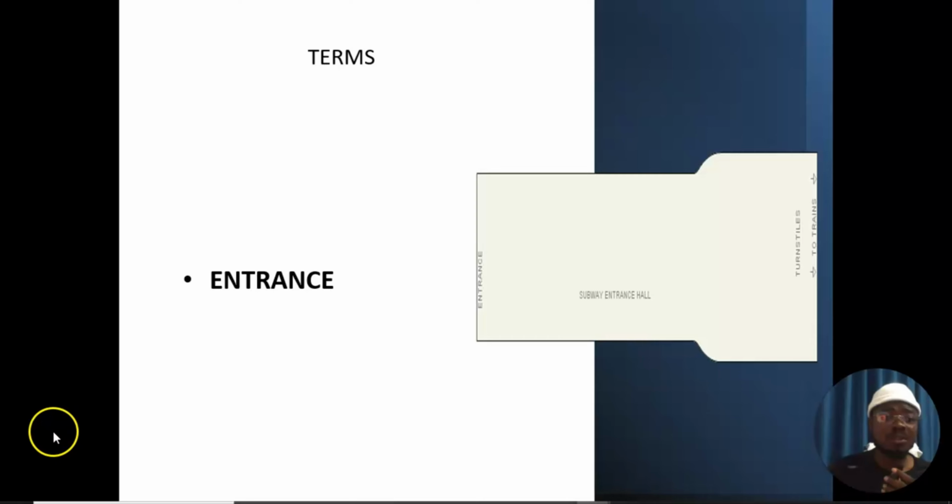The next terminology we have here is the entrance. When we're talking about the entrance, from the word itself, we know what it means, the entrance.